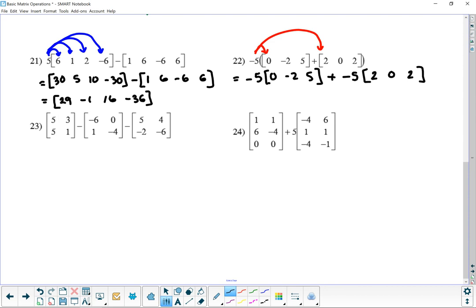Okay, so you're going to have to work this one out first. So you're going to get 0, negative 5 times 2 is 10. Negative 5 times 5 is negative 25. And then you go negative 5 times 2 is negative 10. Negative 5 times 0 is 0. Negative 5 times 2 is negative 10. Okay, then you're finally going to put it all together. So this will be negative 10, 10, negative 35.